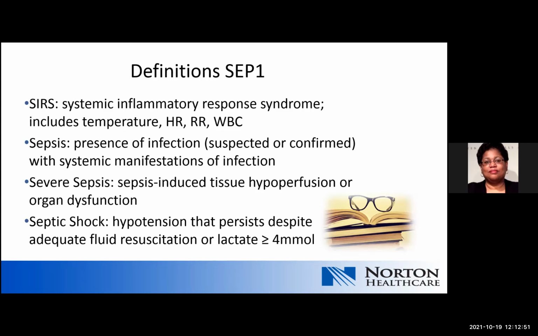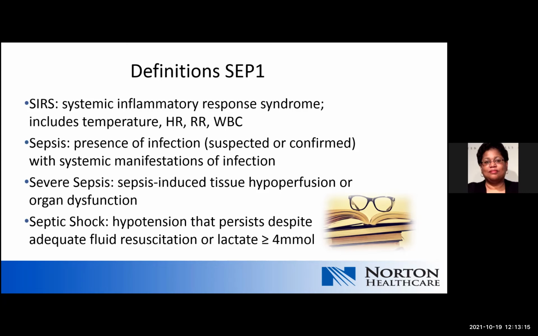You have your systemic inflammatory response syndrome. So your patient comes in and they can have any two of the four abnormals: their temp, their heart rate, their respiratory rate, and their white count. If they have any two of those four that are abnormal, that's considered a positive SIRS response. If your patient has the presence of infection, either suspected or confirmed, and they have 2 out of 4 SIRS, that's the definition of sepsis.